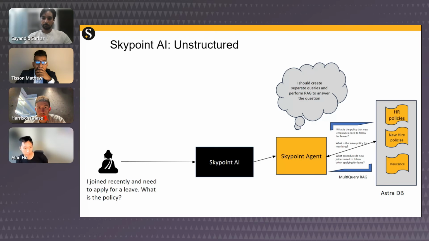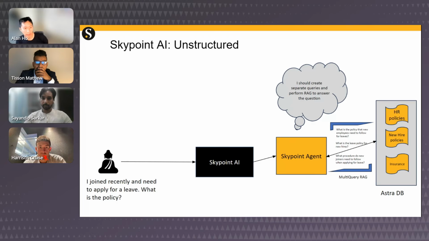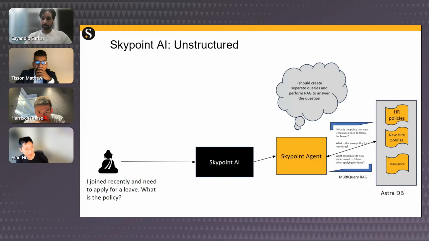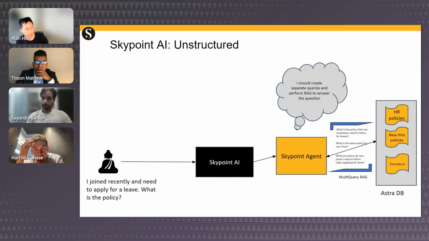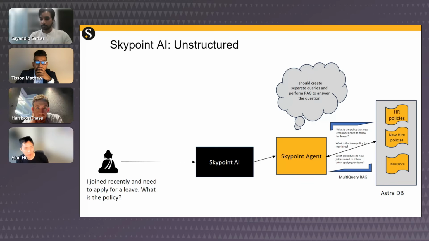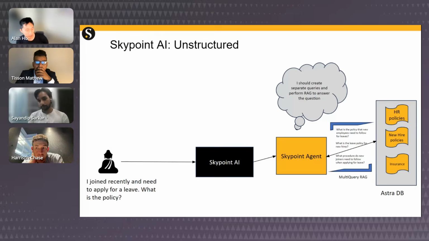Any questions on unstructured RAG? Harrison, I saw that there's implementations like Flare in LangChain. Do you have any other suggestions of multi-query RAG for unstructured that's in LangChain?